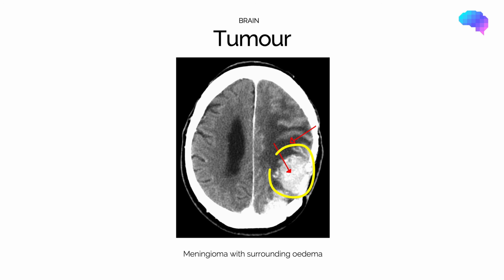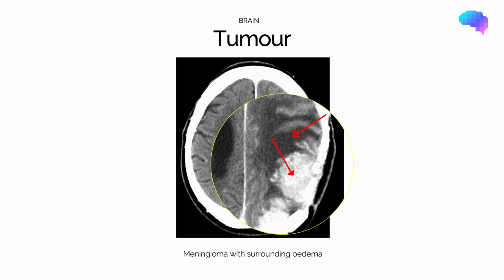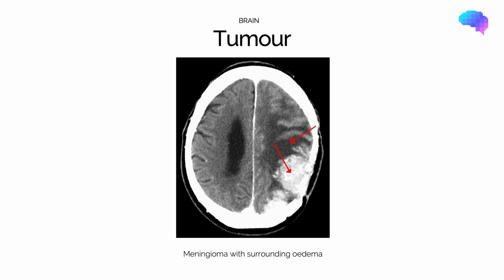So here we can see an example of a meningioma, which is a tumour of the meninges, as the name would suggest. We can see that it's not very well defined, it's very irregular, and there's also a large amount of hypodensity around it, which represents edema from the tumour. We can also see that there is complete effacement of the left lateral ventricle, indicating that there is a degree of mass effect.